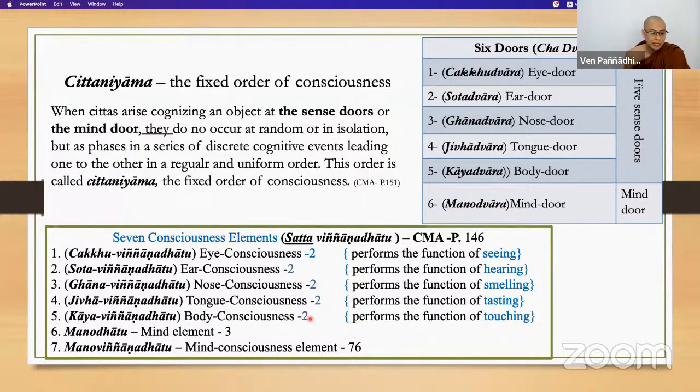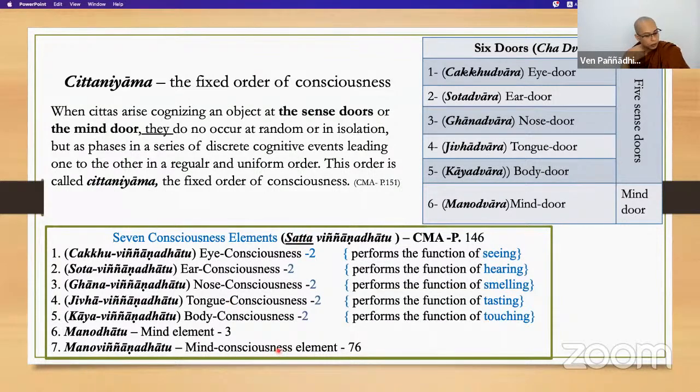The remaining 79, because we already counted 10. So 89 consciousness, remaining 79, divided into 2, already explained as the Mano Dhātu and Mano Viññāna Dhātu in the Dhātu classification. So here you can classify consciousness into 7 types, Satta Viññāna Dhātu, 7 types.